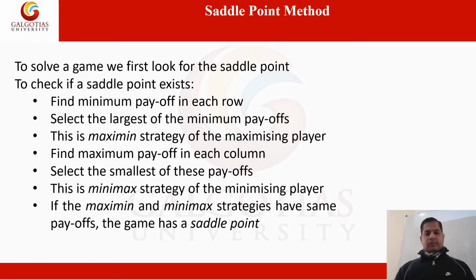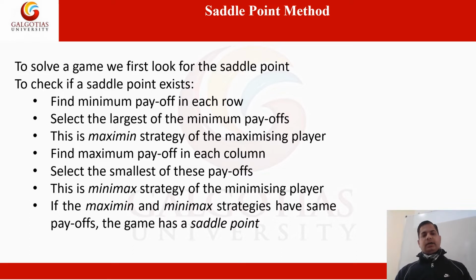First, we are talking about the saddle point method. Before going to the saddle point method, we have to check two different criteria, known as the criteria of optimism and pessimism. One is maximin and the second is the minimax strategy.